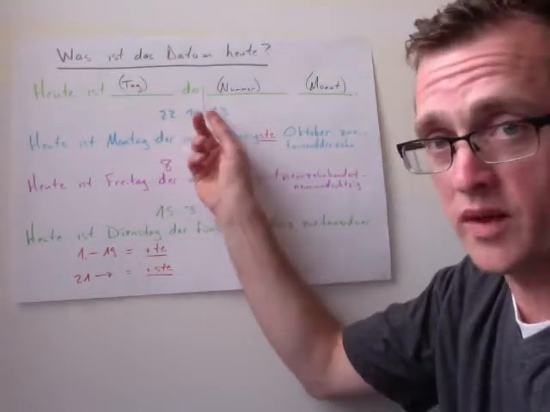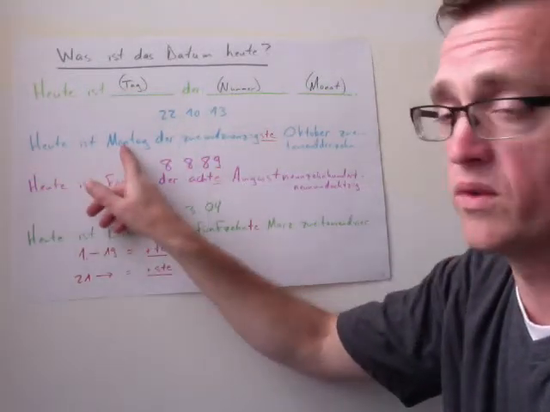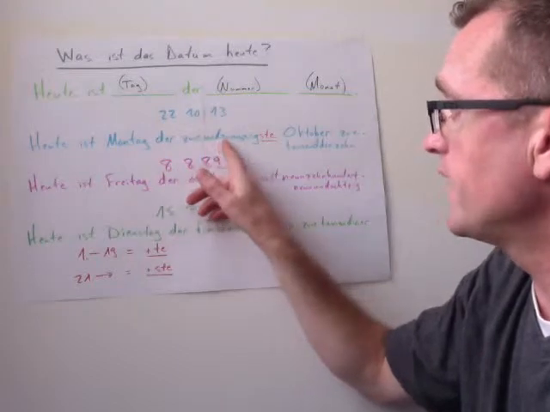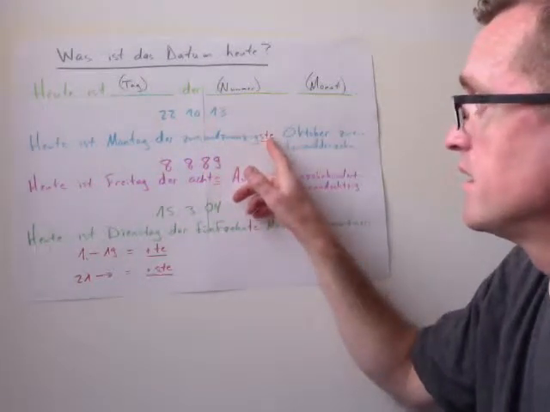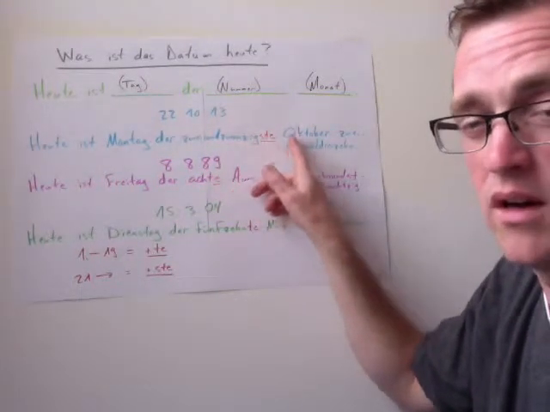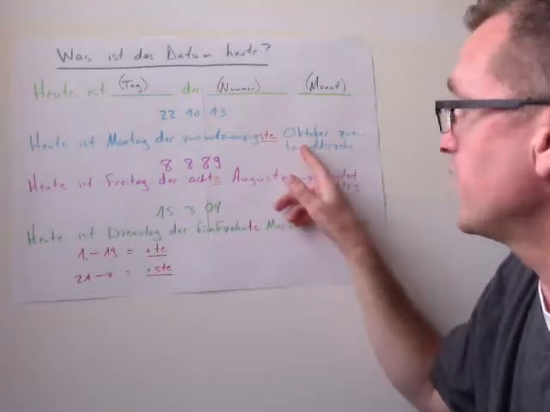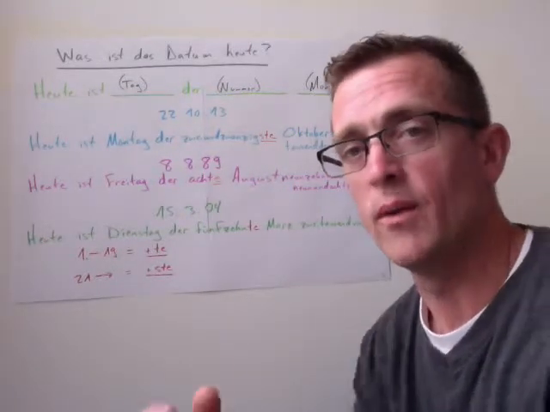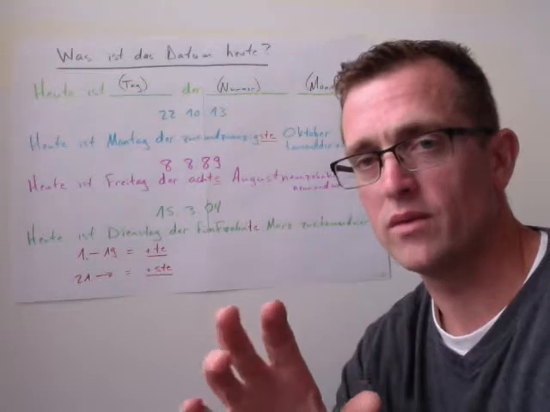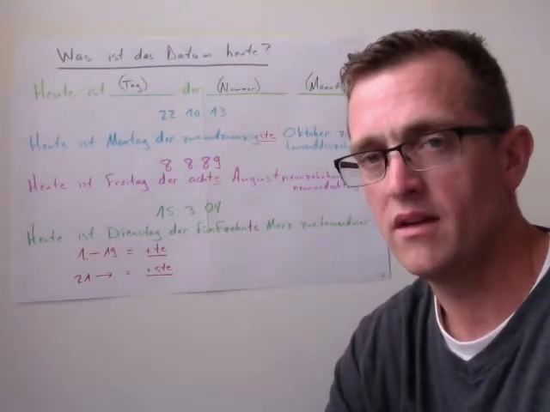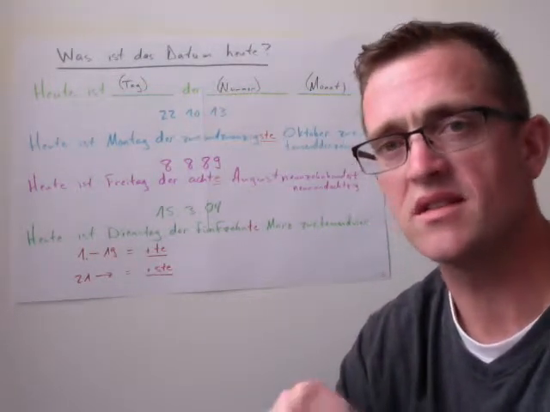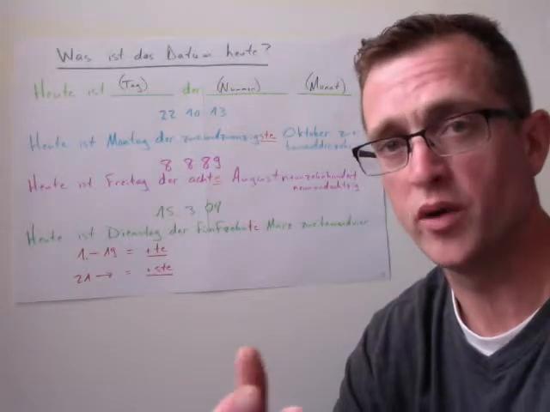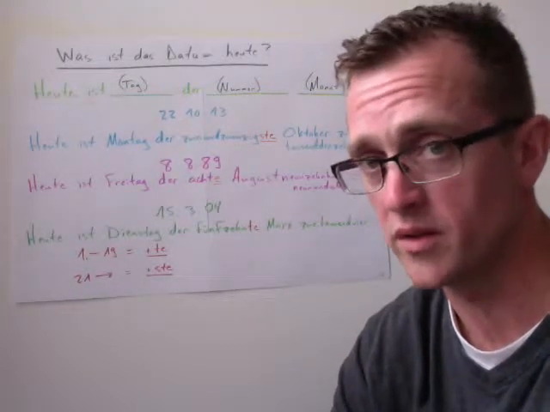Anyway, if it were the 22nd of October, you would say, heute ist Montag, der 22. We're going to talk about that in just a quick moment. Oktober 2013. Now, when we're doing our numbers, we need to learn what's called ordinal numbers. In English, we would say the first, the second, the third. You're putting them in order, so they're called ordinal numbers.